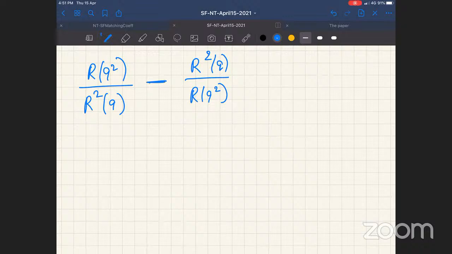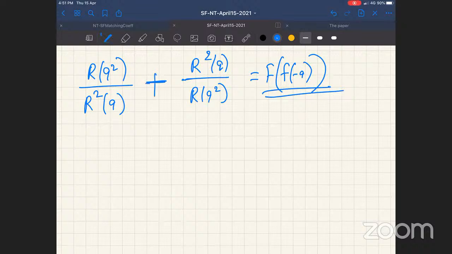RQ square over R square Q minus R square Q RQ square. And this is well studied, and there are many sources of this, that there is a formula for this equal to some functions of f of minus q. Okay. But to prove the matching coefficient result, we want plus. Okay, we want plus. So therefore, we have to find, first we need to find the corresponding result for plus.